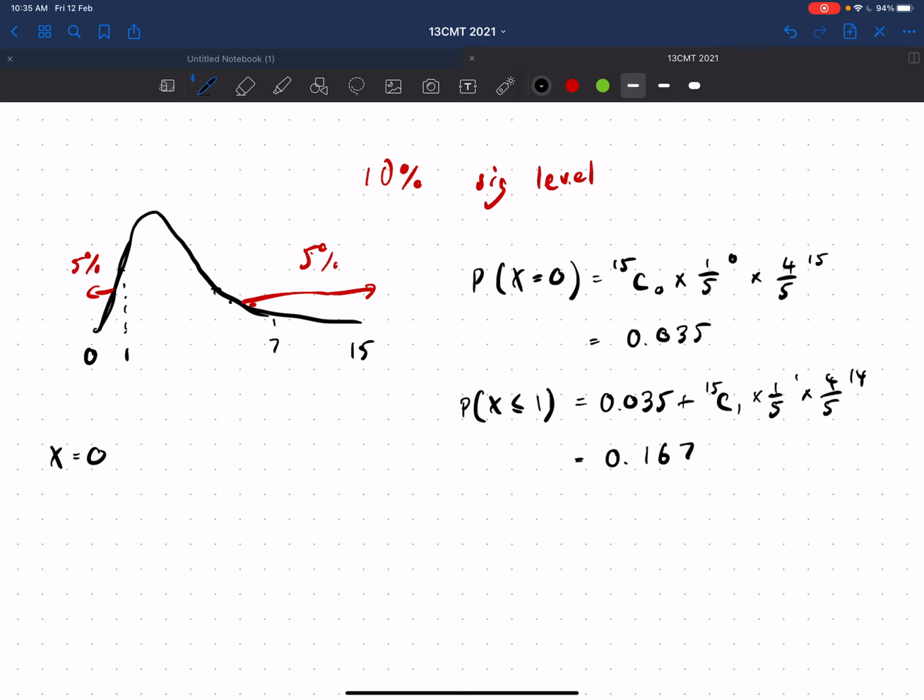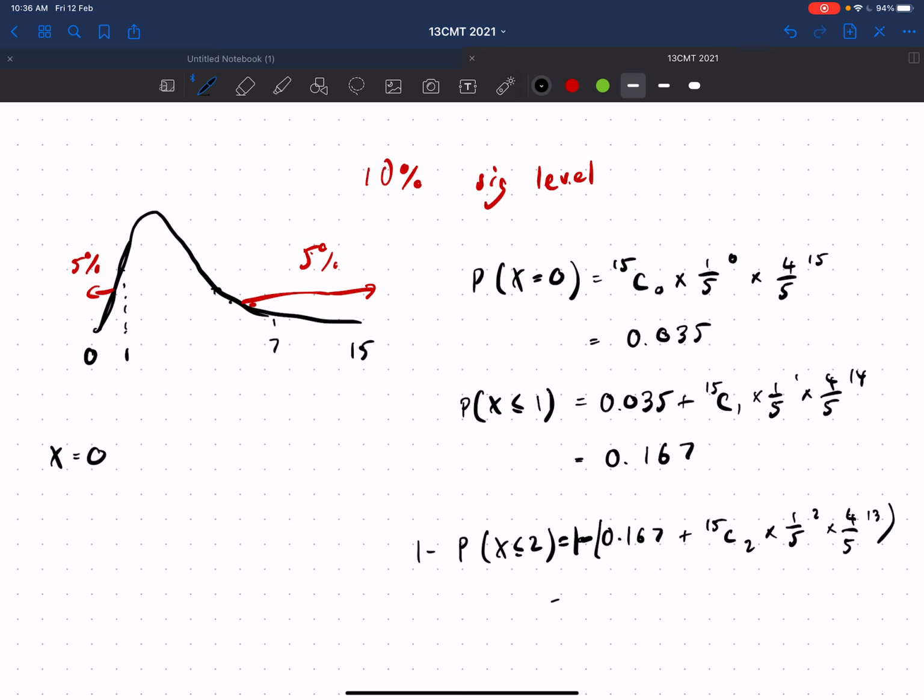Obviously, 1 minus probability x is less than or equal to 1 is not below 5%, because it's 16%. That's 84%. So I'm going to do 1 minus probability x is less than or equal to 2. So I'm going to take the 0.167 I've already got, add on the probability of 2, and I need to do 1 minus that, sorry. 1 minus this probability times 1/5 to the power 2 times 4/5 to the power 13.